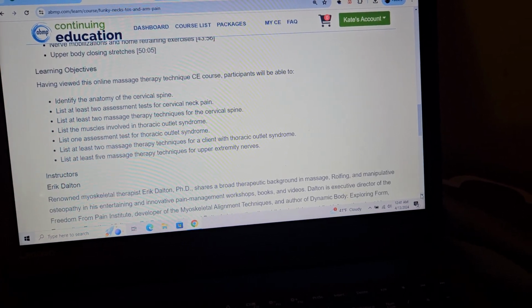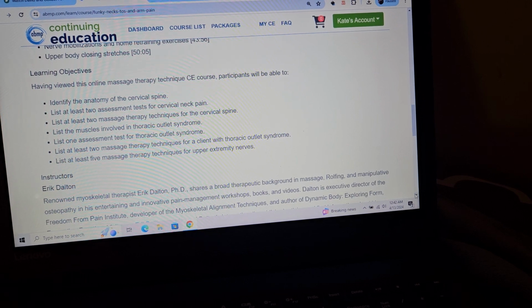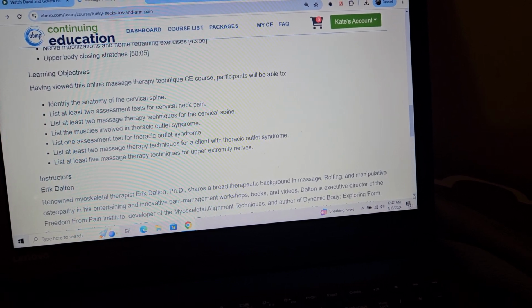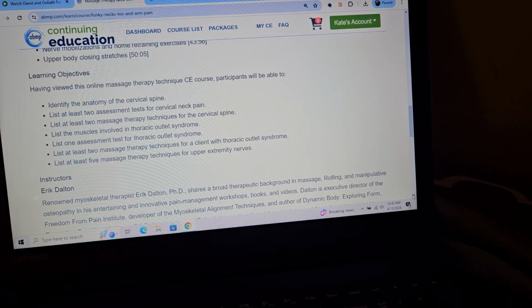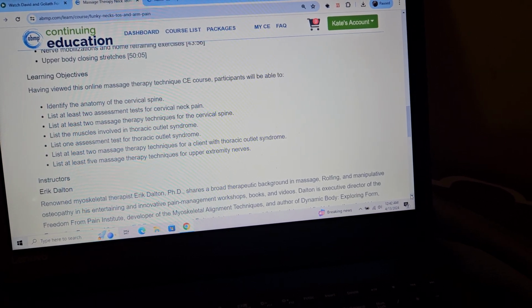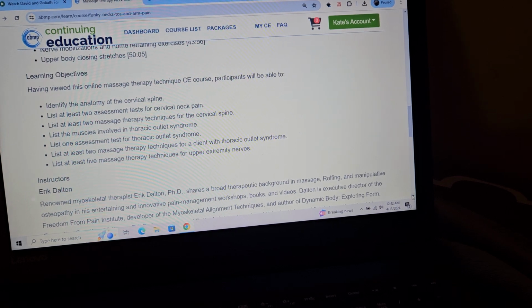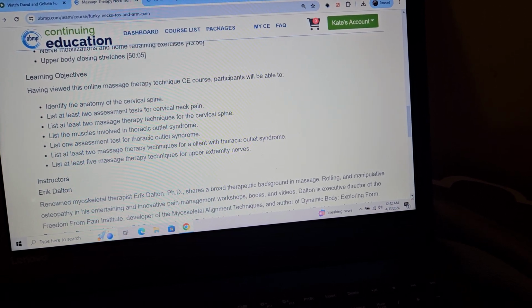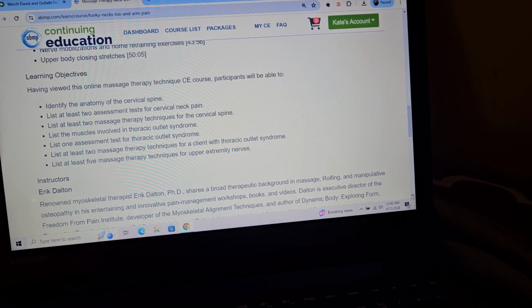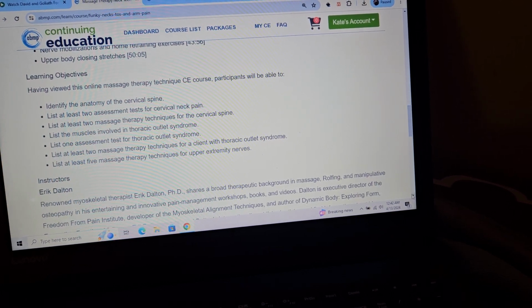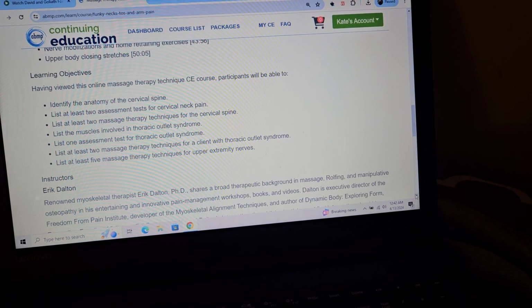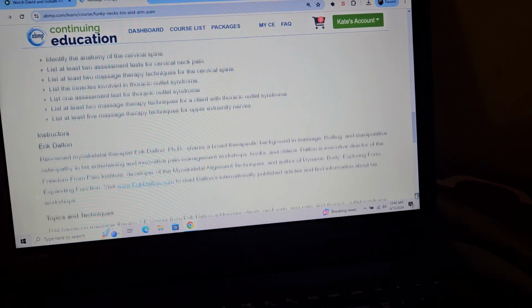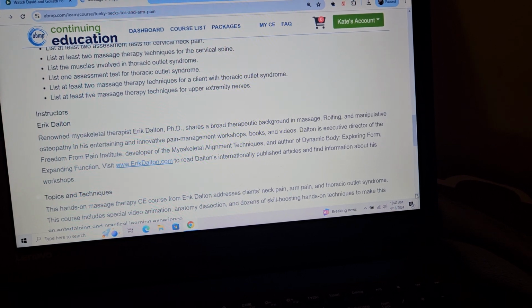Learning objectives. Having viewed this online massage therapy technique CE course, participants will be able to identify the anatomy of the cervical spine, list at least 2 assessment tests for cervical neck pain, list at least 2 massage therapy techniques for cervical spine, list the muscles involved in thoracic outlet syndrome, list 1 assessment test for thoracic outlet syndrome, list at least 2 massage therapy techniques for a client with thoracic outlet syndrome, list at least 5 massage therapy techniques for upper extremity nerves. So here is Eric Dalton's background.